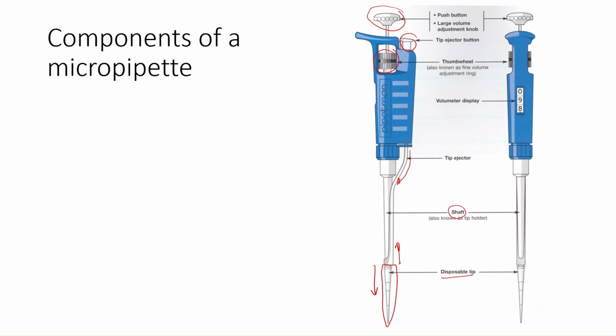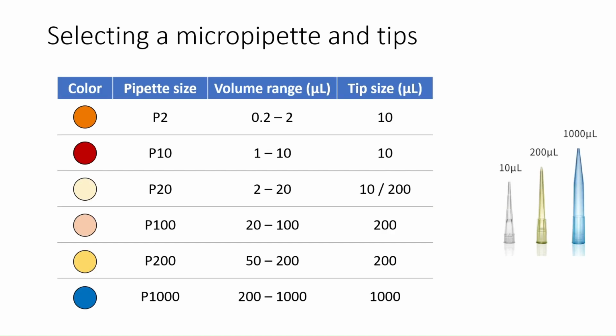If you look at the front part of the pipette, that is where you'll actually see the display of the volume that you are measuring and dispensing. So it's very important that you are able to do that accurately. So that is what we're going to start talking about here.